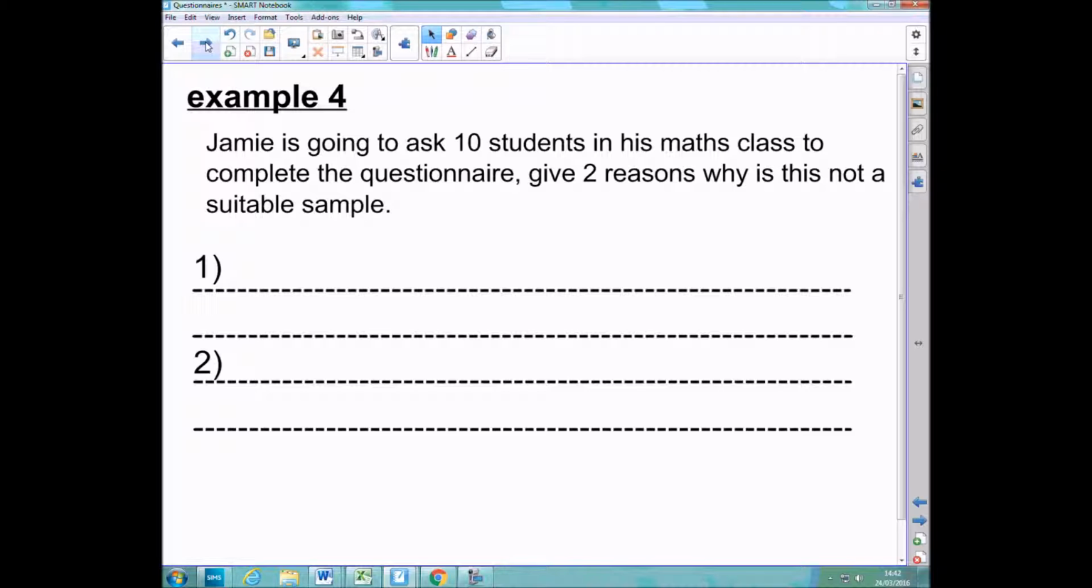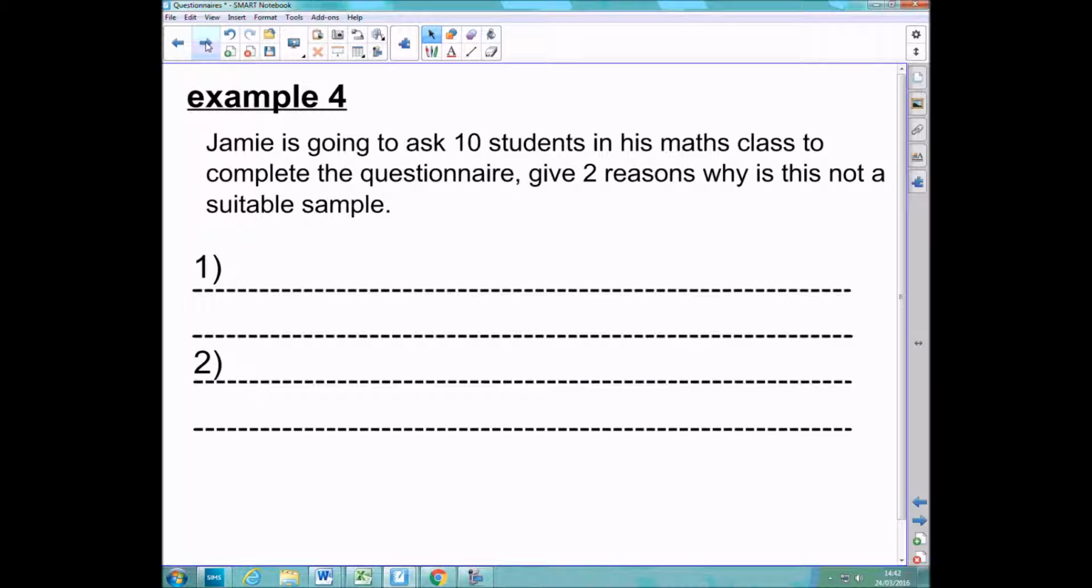This last question comes up quite often, and it's all to do with biased sampling. Here Jamie's going to ask 10 students in his maths class to complete the questionnaire. Give 2 reasons why this is not a suitable sample.